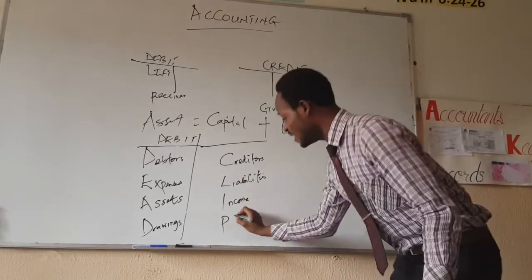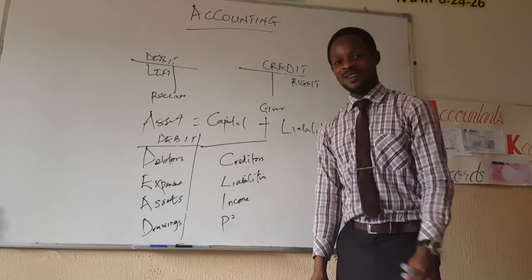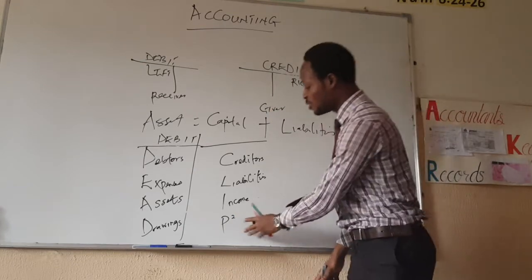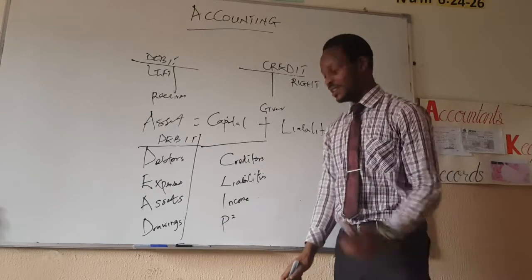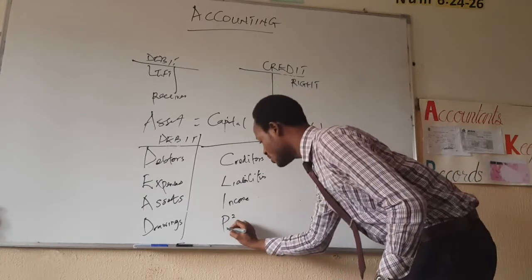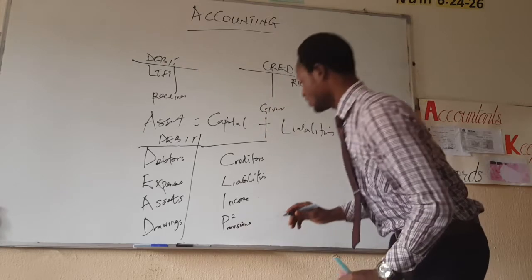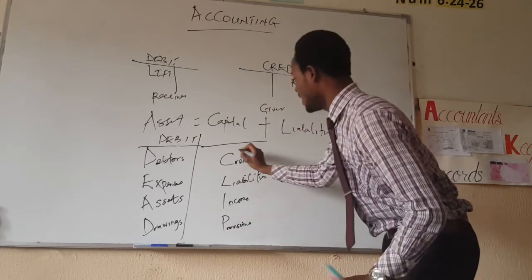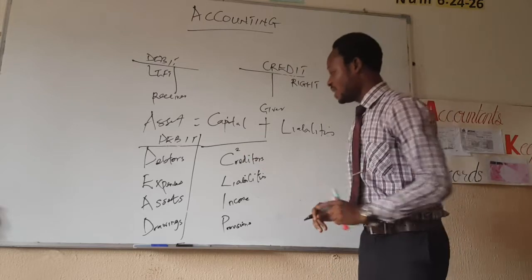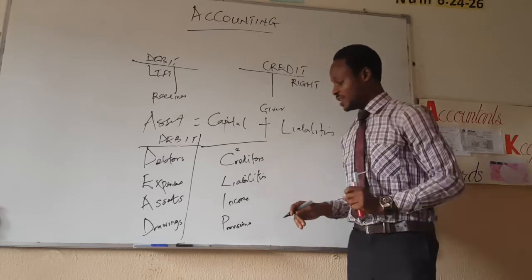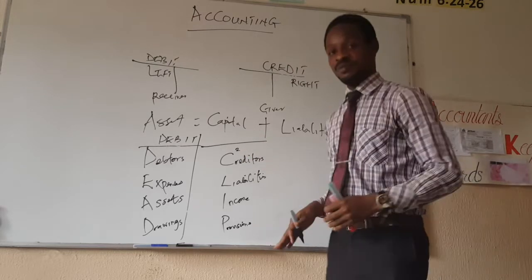This P, there is P square. You get it? There are two P's that will also have credit entries. They are provisions. Oh, sorry. It is here that I have C square. I'm sorry. C square here, I have two C's. But provisions here, let me explain that first.